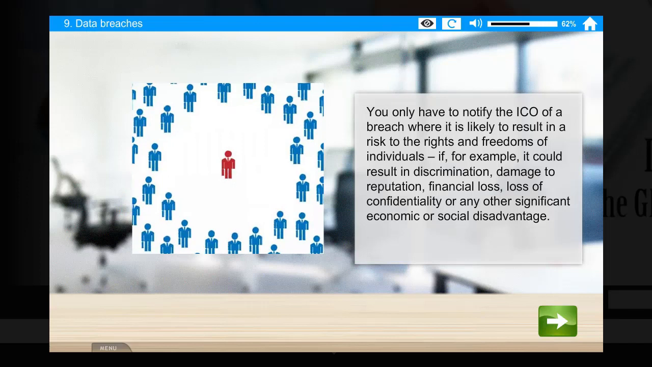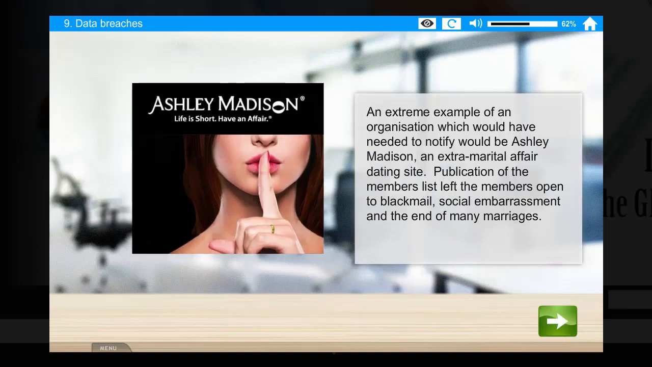You only have to notify the ICO of a breach where it is likely to result in a risk to the rights and freedoms of individuals. If, for example, it could result in discrimination, damage to reputation, financial loss, loss of confidentiality, or any other significant economic or social disadvantage. An extreme example of an organisation which would have needed to notify would be Ashley Madison, an extramarital affair dating site. Publication of the members' list left the members open to blackmail, social embarrassment, and the end of many marriages.